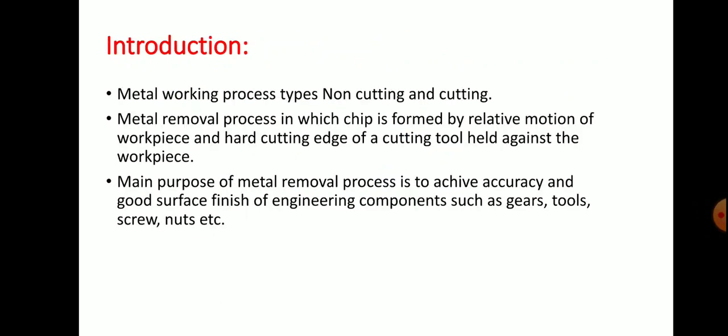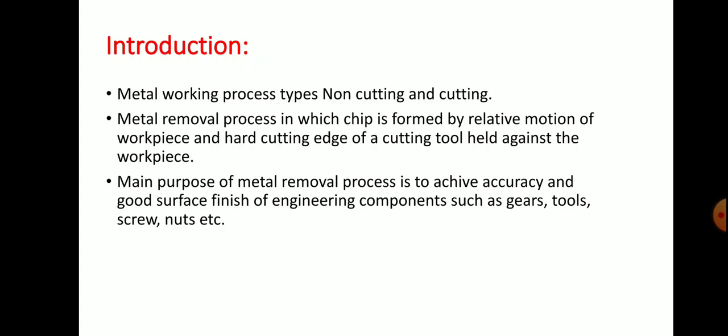Coming to the introduction, in an industry, metal components are made of different shapes and dimensions by various processes such as non-cutting and cutting. In non-cutting, we have forging, rolling, pressing. In cutting processes, we have turning, drilling, milling, etc.